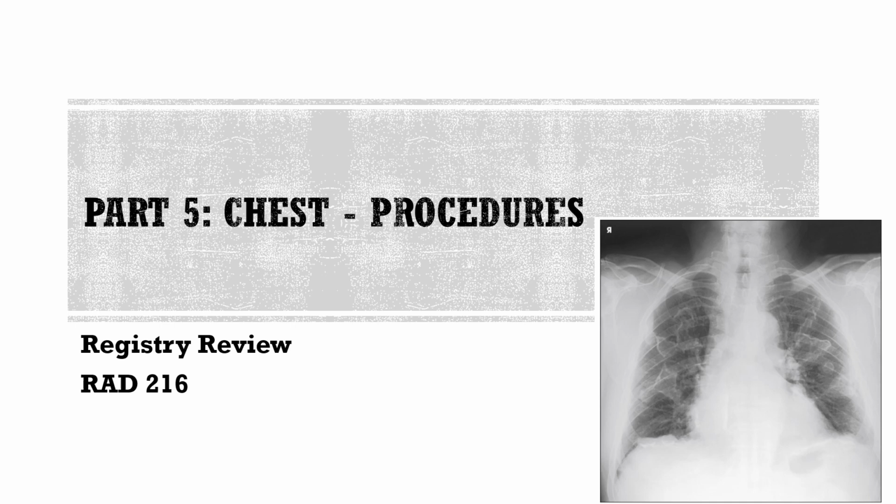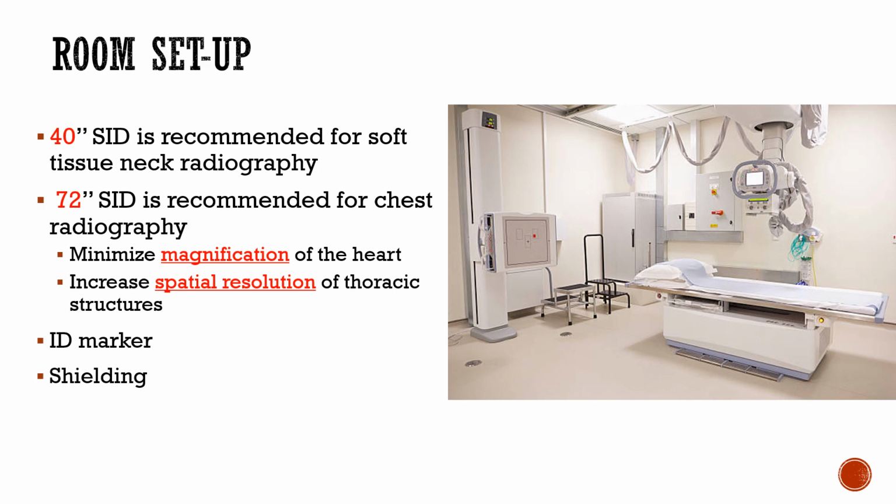This is a video lesson on procedures of the chest. To begin with room setup, we have 40-inch SIDs recommended for soft tissue neck radiography, and 72-inch distance is recommended for chest radiography. Two of the reasons for the 72-inch distance for chest radiography are to minimize magnification of the heart and to increase spatial resolution of thoracic structures. A third one is that it does decrease patient dose.